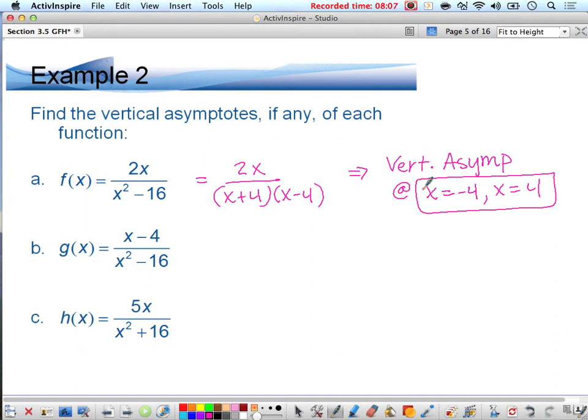And guys, we'll stop after this example for the day, okay? We just get you through vertical asymptotes. Are y'all good? Okay.